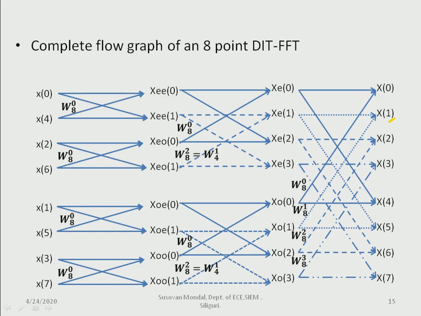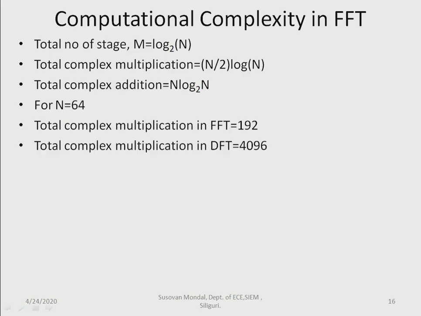In a DIT, certain things you have to understand: the inputs are in shuffled order. So x of 0, then x of 4, x of 2, x of 6, then x of 1, x of 5, x of 3, x of 7. You have to remember that the input should be in shuffled order and the output will be in natural order. This is one property of the DIT FFT algorithm. In the next slide we will discuss computation, how we reduce the computational complexity.